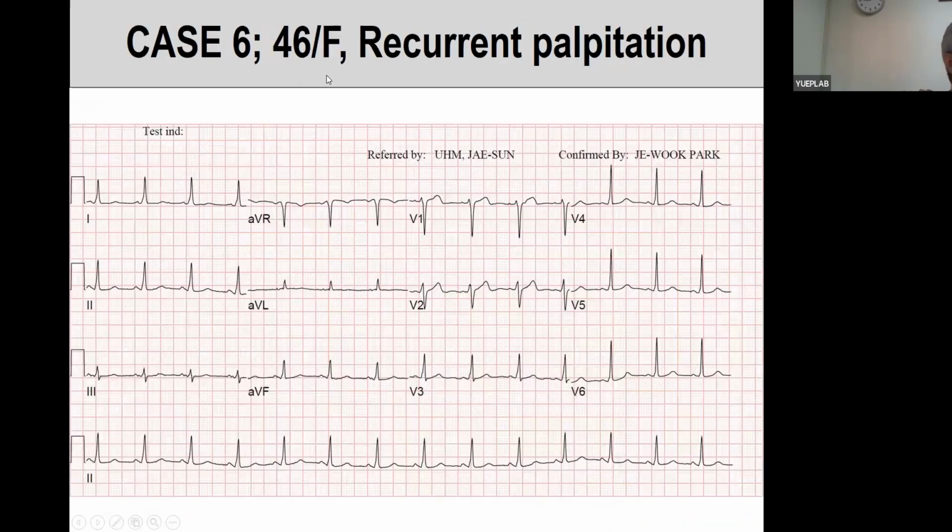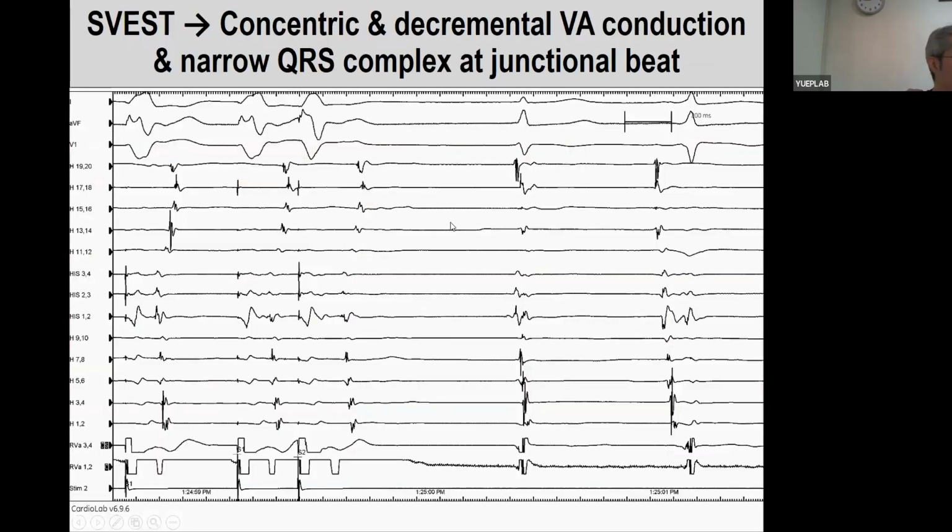Next case, a 46-year-old female, she complained of recurrent palpitation. Her ECG tracing, you can see the delta wave here. We conducted a V study. VA conduction was decremental, concentric and decremental property. Just after V pacing, you can see the junctional rhythm, narrow QRS junctional rhythm. This means almost the same as His-bundle pacing. After junctional rhythm, sinus rhythm resumed, and we can still see the delta wave.